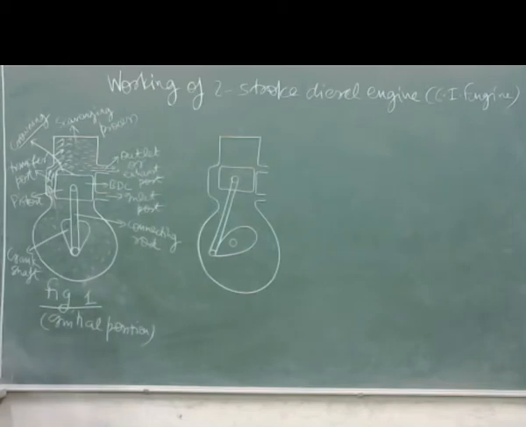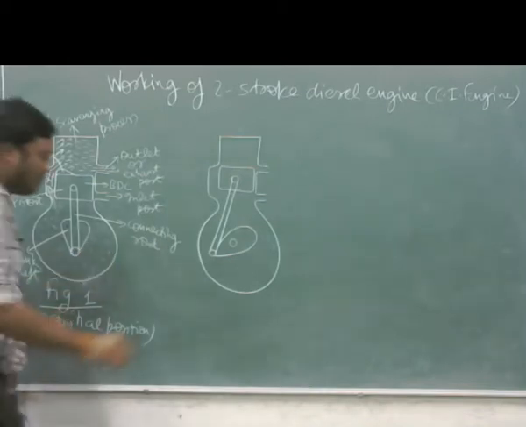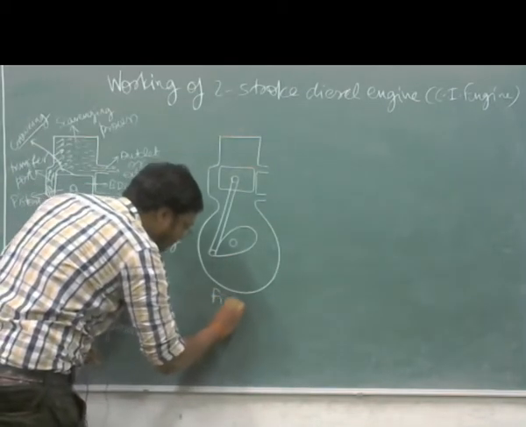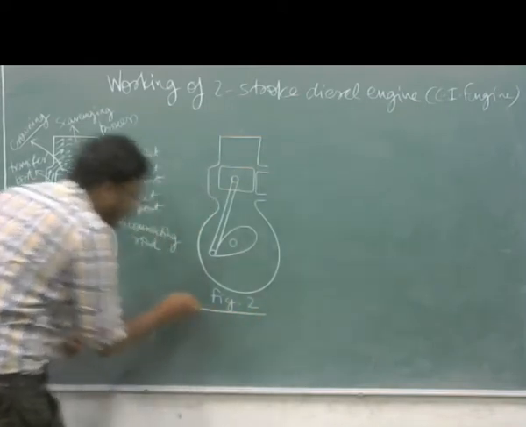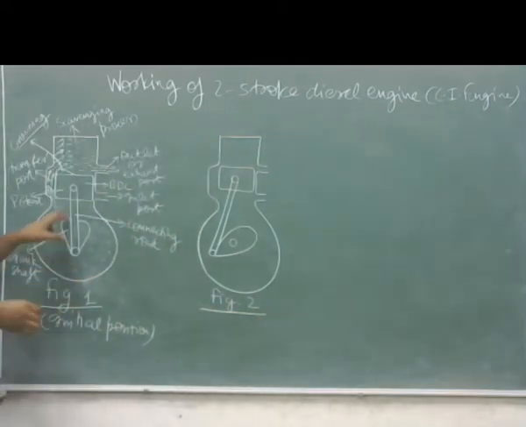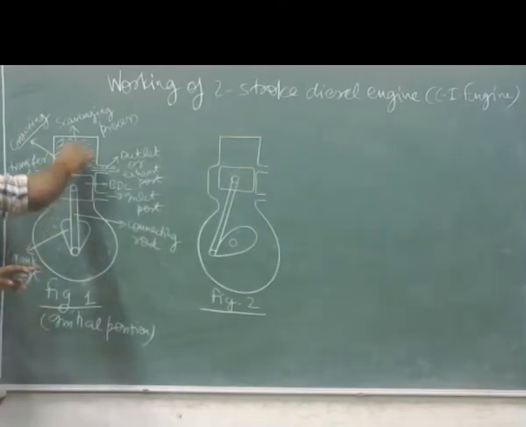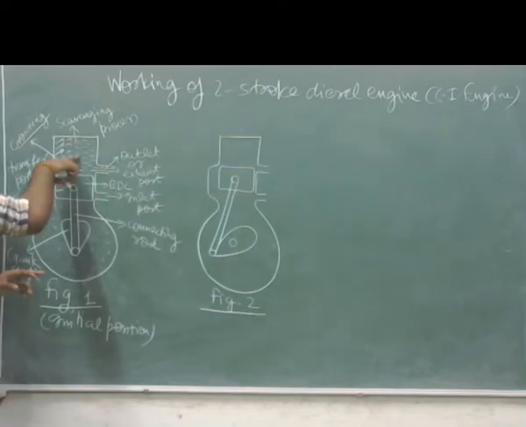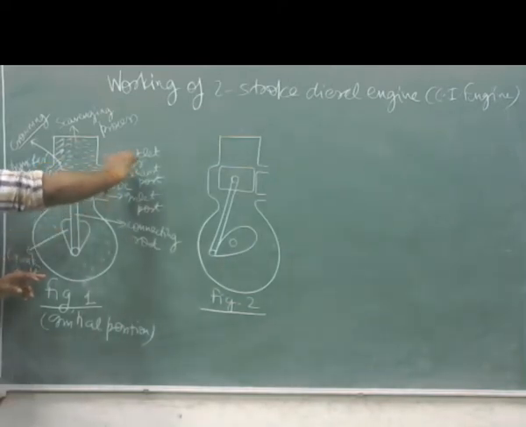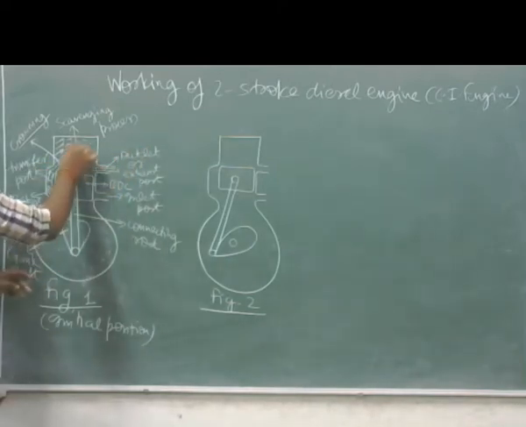Now, in the next diagram, this is figure 2. Now as the fresh air is present here and all the exhaust gases go out from the outlet valve, only fresh air is present here.